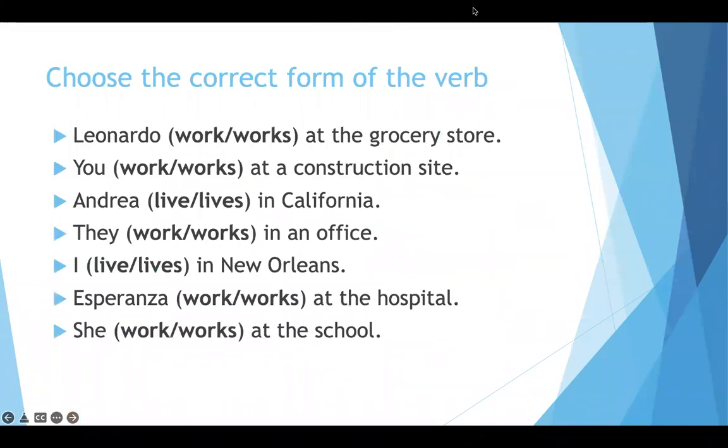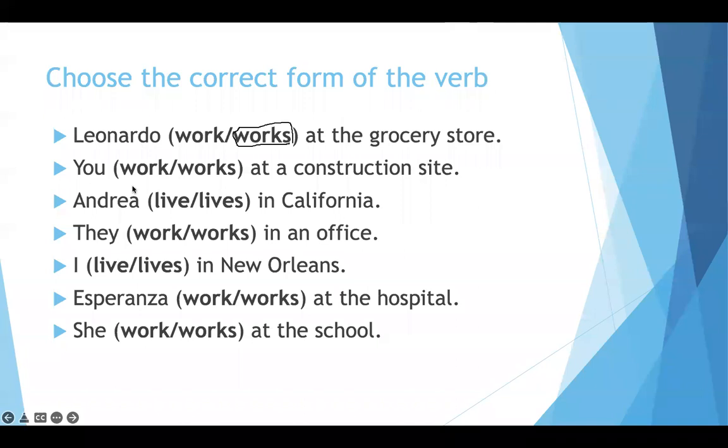All right, so now we're just going to circle the correct answer. Leonardo at the grocery store. We say work or works. So Leonardo, that's the same as saying he, which is when we need to add the S. So we can say Leonardo works at the grocery store.